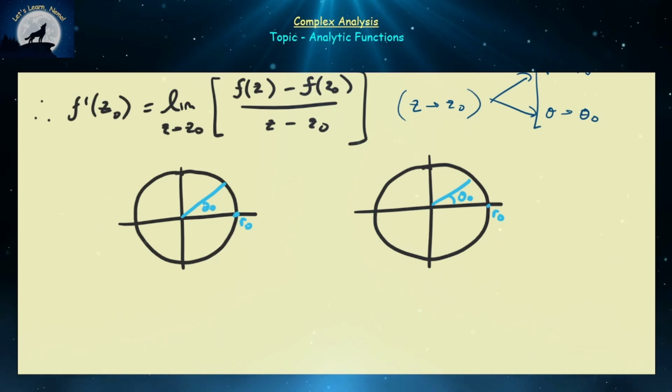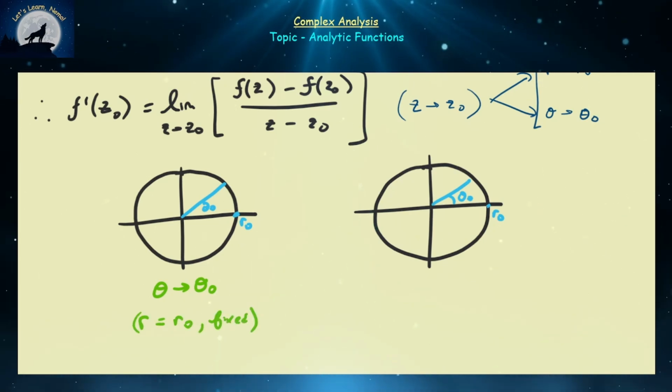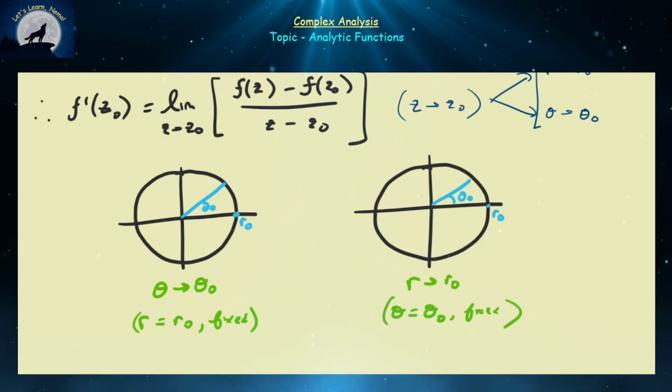So for our first limit, let's assume that theta is going to approach theta naught, meaning that r will be equal to r naught, a fixed value. And then we're going to have r approaching r naught, meaning theta will be chosen to be a fixed theta naught value. So in the theta approaching theta naught realm, we're going to approach this angle theta naught from two directions. So theta is going to approach theta naught from, I guess you could say, the left or the clockwise direction, and theta will approach theta naught from the counterclockwise direction.